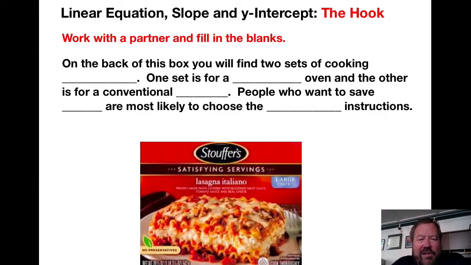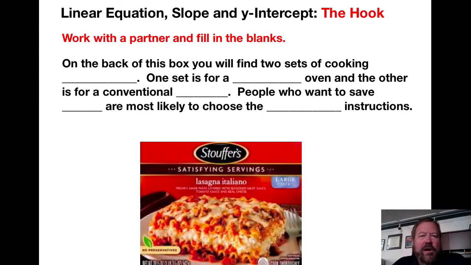Here we have a Stouffer's lasagna box, and we have some sentences here with some words missing. So let's take a look. On the back of this box, you will find two sets of cooking blank. One set is for a blank oven, and the other is for a conventional blank. People who want to save blank are most likely to choose the blank instructions. So this is a nice way to introduce the FAST method of graphing a linear equation.